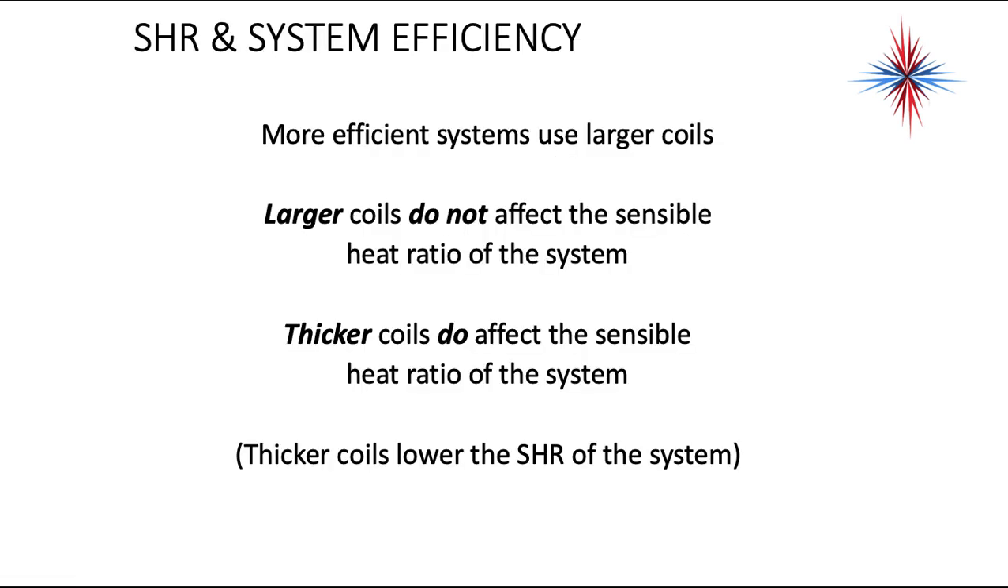More efficient systems use larger coils. Larger coils do not affect the sensible heat ratio of a system, but thicker coils do affect the sensible heat ratio of the system. Thicker coils lower the SHR of a system. Okay, and that basically takes care of SHR. We're going to move on to apparatus dew point in part 4.